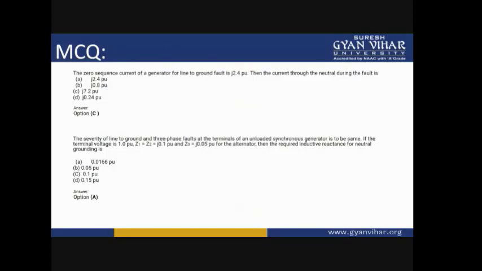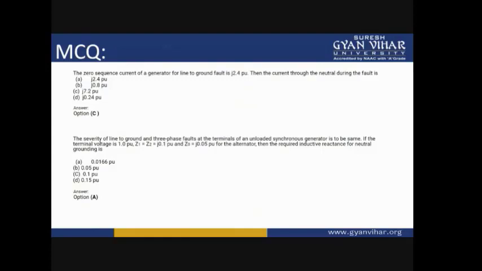How is it coming? For an LG fault, the zero sequence current is given, and the neutral current during the fault has been asked. Obviously it is 3 times the IA0. So the IA0 is given, the fault current is asked, then the fault current will be equal to 3 IA0. That means when we multiply 2.4 by 3, it gives me 7.2 per unit.